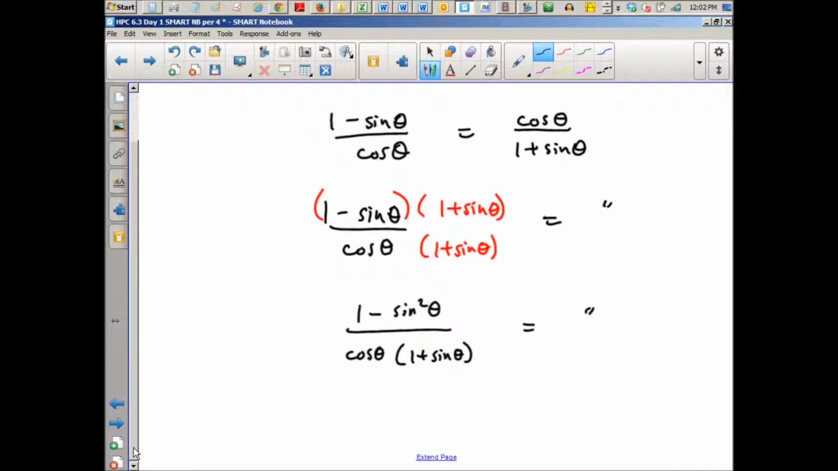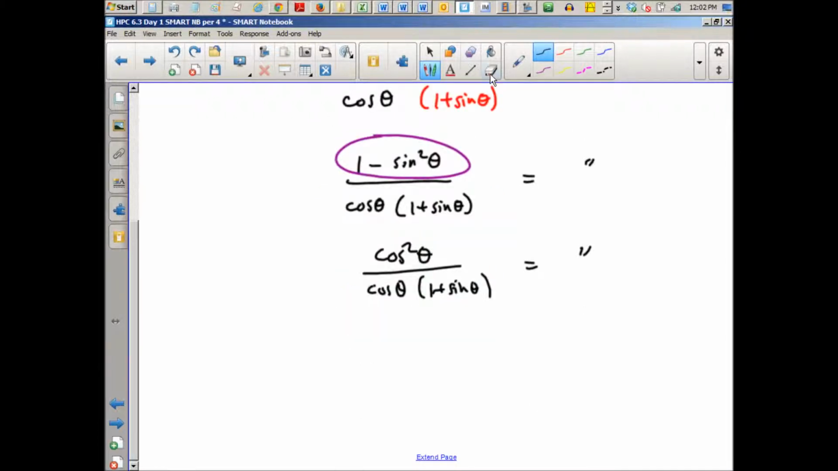So I see that this 1 minus sine squared on top here is really just cosine squared, that's all it is. And obviously the cosine on the bottom cancels with this cosine right here, one of them anyway, and the top is now cosine theta, and the bottom is 1 plus sine theta, which was what we had on the right.